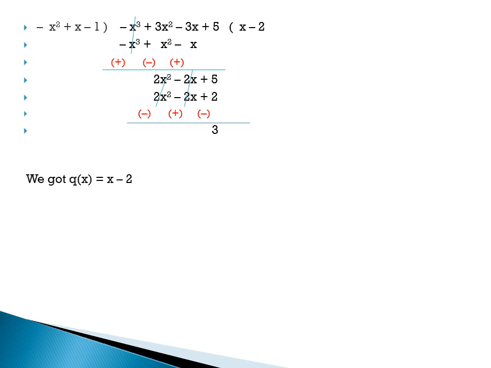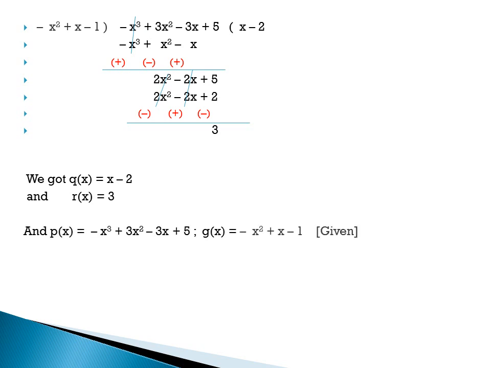We have got quotient qx as x minus 2, remainder rx as 3, and remember we had dividing px equals to minus x cube plus 3x square minus 3x plus 5, the arranged form, and gx minus x square plus x minus 1. These two quantities were given to us.